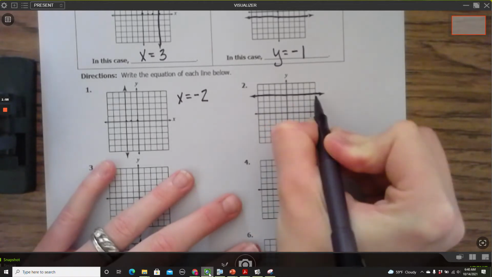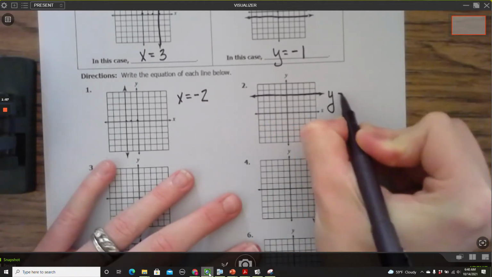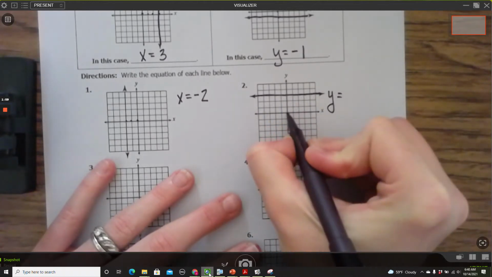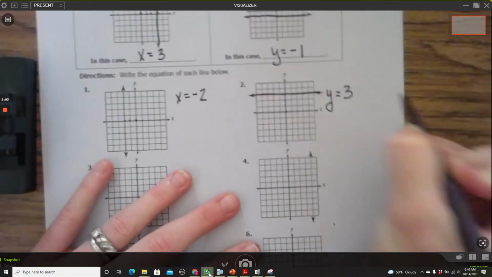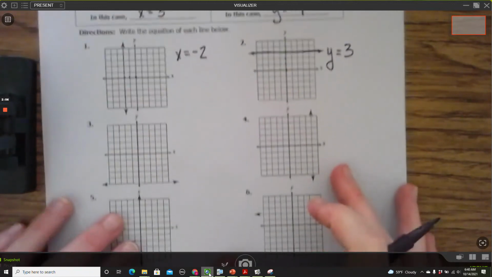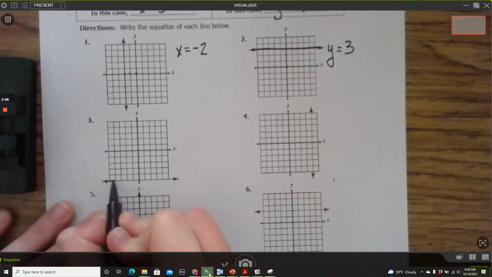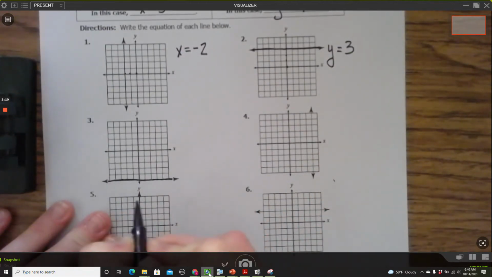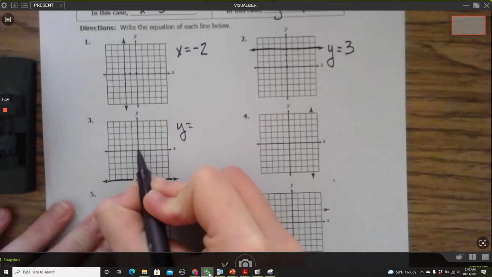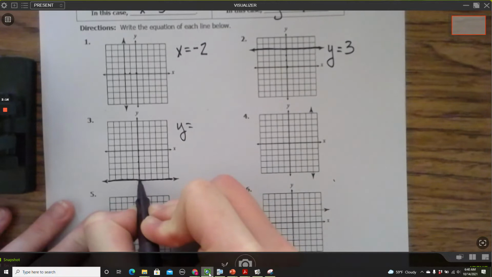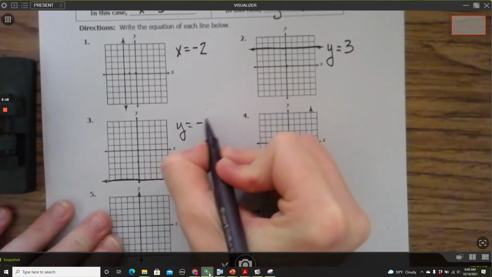Here's my horizontal line. Horizontal lines are y equals. From my origin, I'm going to go up 1, 2, 3. So y equals 3. Down here at the bottom, all the way across, is another horizontal line, so we know it's y equals. Start at the origin, 1, 2, 3, 4, 5. I went down, so it's a -5.